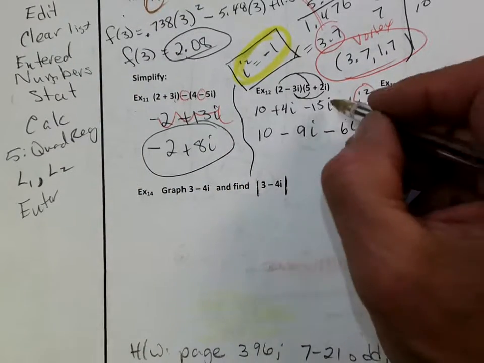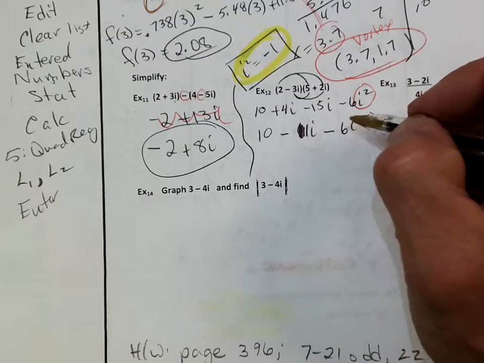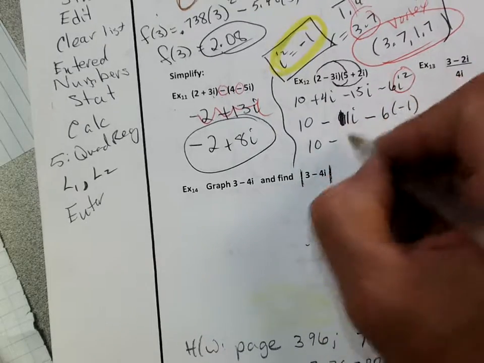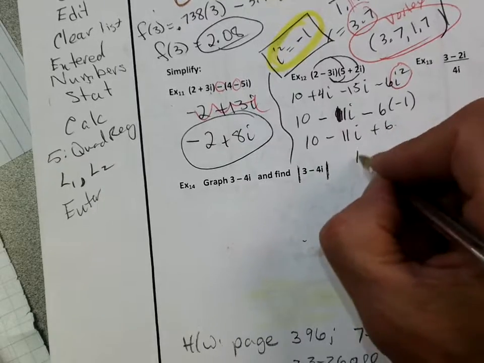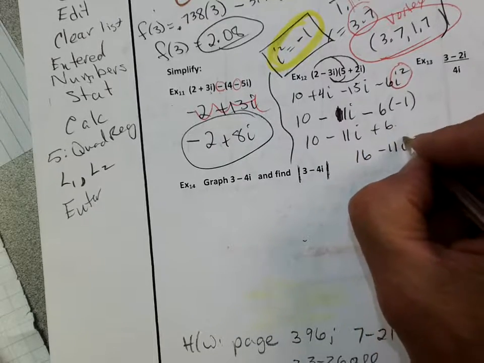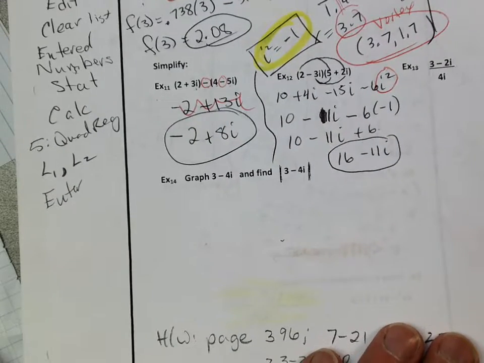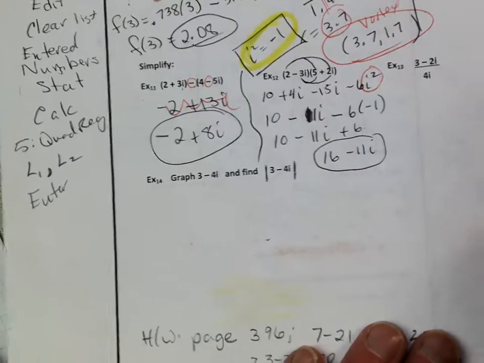Oh, how about 11i? Negative 11i. Okay, so I've got 10 minus 11i plus 6. 16 minus 11i. That's my answer. Easy, right? Just be careful of the i squared. And obviously know how to subtract.